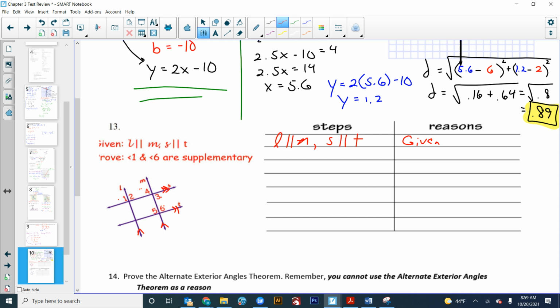All right? All right, I'm going to go the first path since I used that one already. Angle 1 congruent to angle 4. Corresponding angles. Okay? Angle 4 congruent to angle 3. Vertical angles. Angle 1 congruent to angle 3. Transitive.